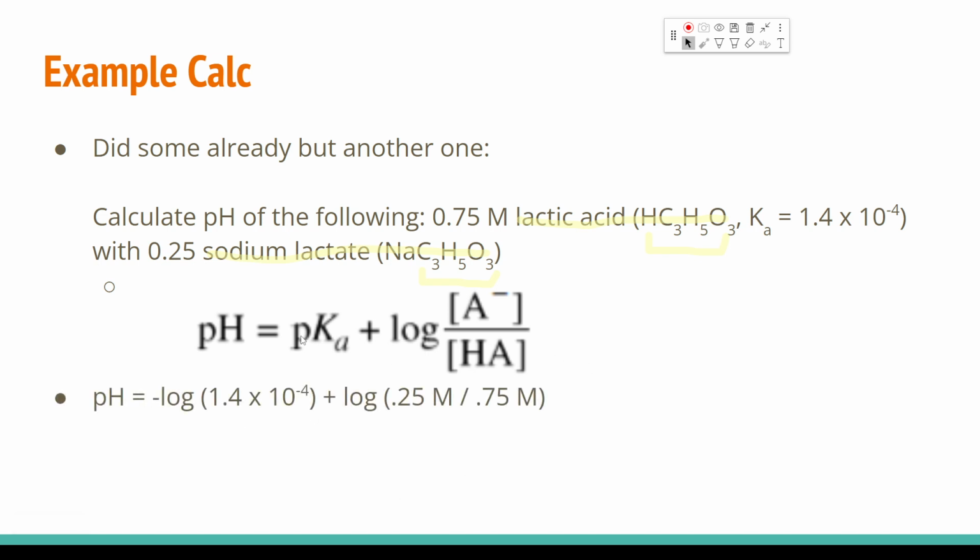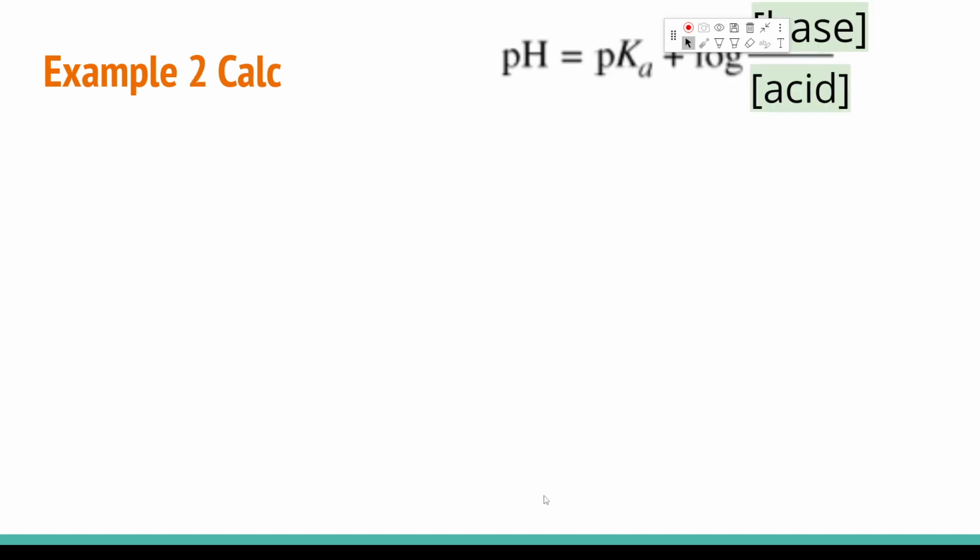Remember that p to anything is negative log of that anything, and so that's why I put negative log of the Ka value. And so I just plug that into my calculator, and I get 3.38. Cool. So you should be able to plug stuff in. Again, p of anything is negative log of that anything. Coolio. All right, here is example 2.